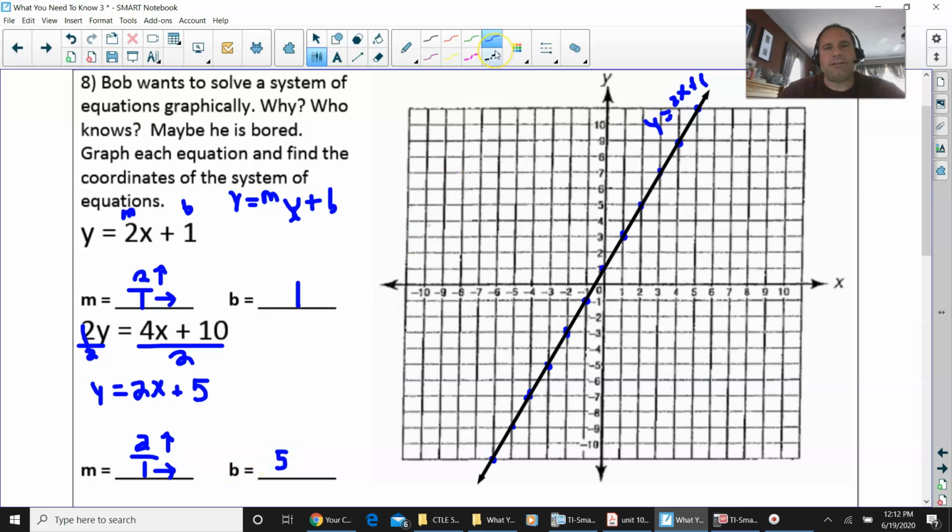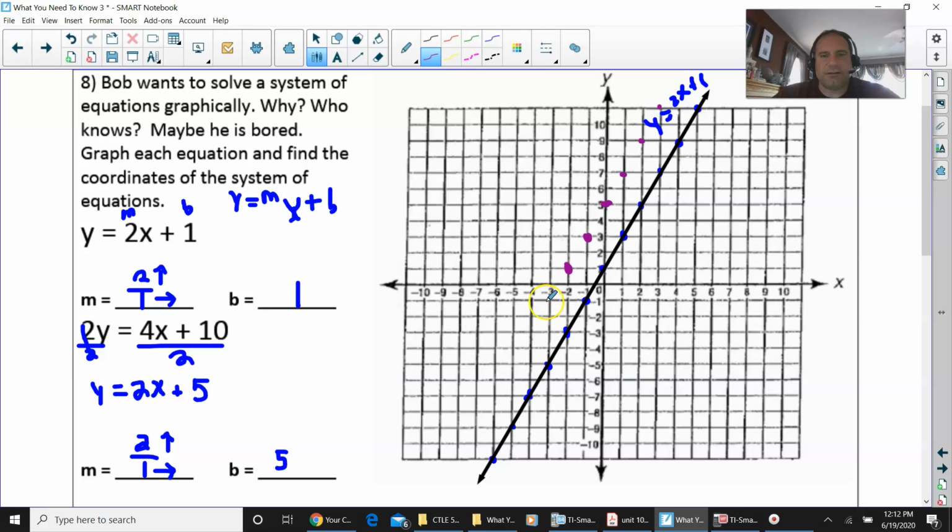I'm going to use a different color for the points, and we are going to start, instead of starting at 1, at 5, because that's what the y-intercept tells me to start. That's where this line crosses the y-axis. So now I am going to go up 2 and run 1, just like the other line, up 2 and run 1, and then up 2 and run 1. Down 2 and left 1, down 2 and left. And you get the idea.